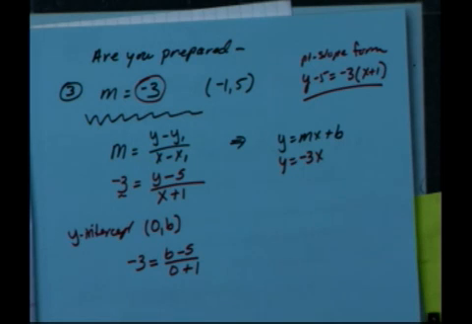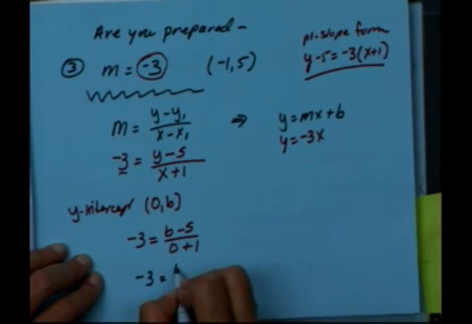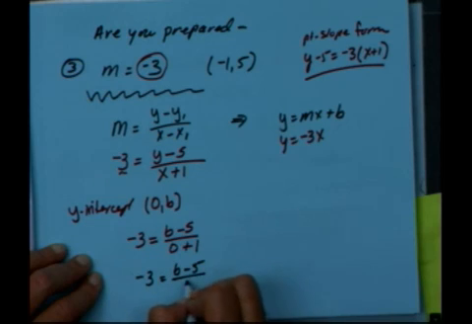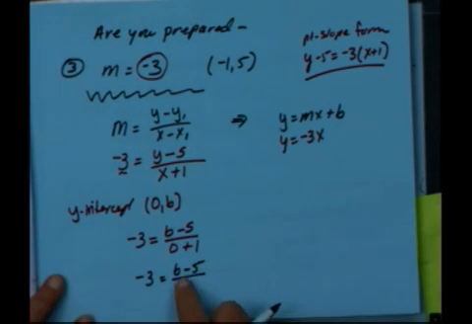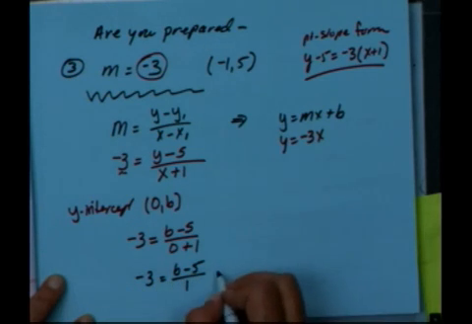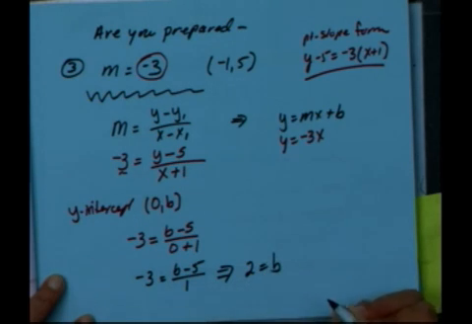Okay, so now we have -3 equals (b minus 5) over 1, which of course we know is just b minus 5. So when we add 5 to both sides of -3 equals b minus 5, we're going to get 2 is equal to b.